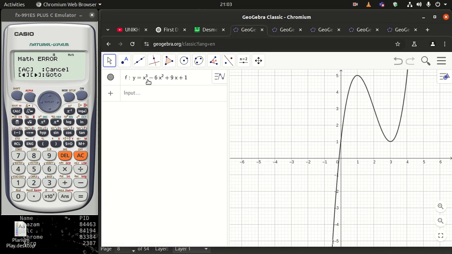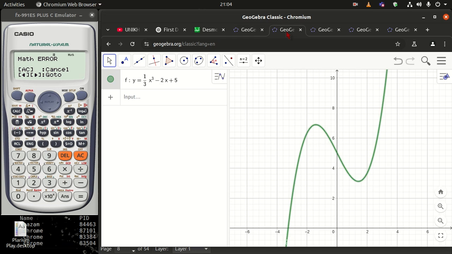For instance, if you look into this function here, GeoGebra Classic plots it in a very nice way, and it can even help you check your answers. Look at 1. When x is less than 1, or x is from negative infinity up to 1, you can see that the function is increasing, and then arrives there. From 1 up to 3, the function is decreasing all the way. And from 3 and all the way up, the function is increasing.